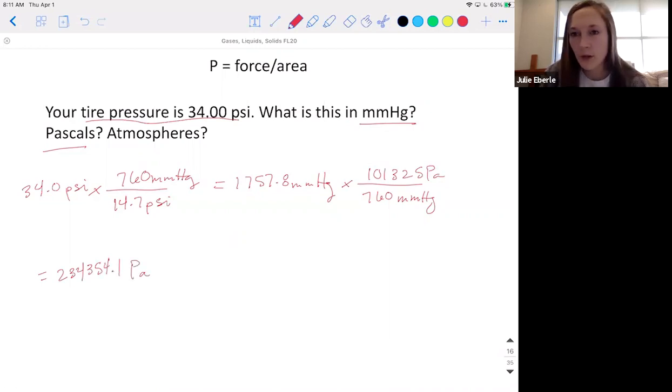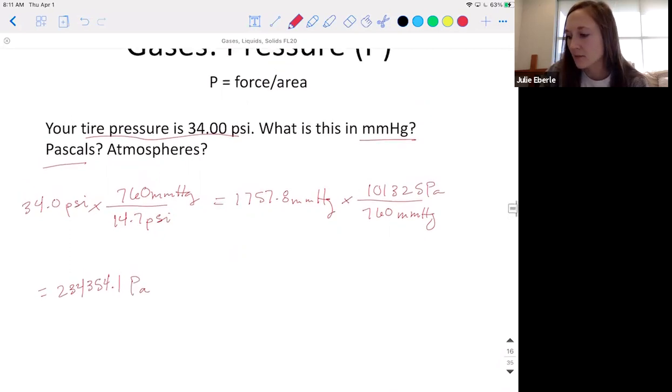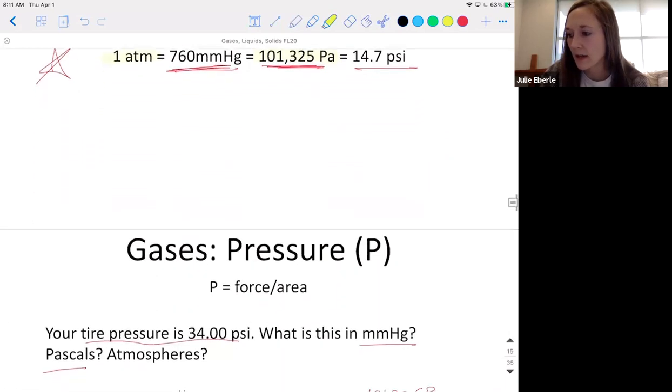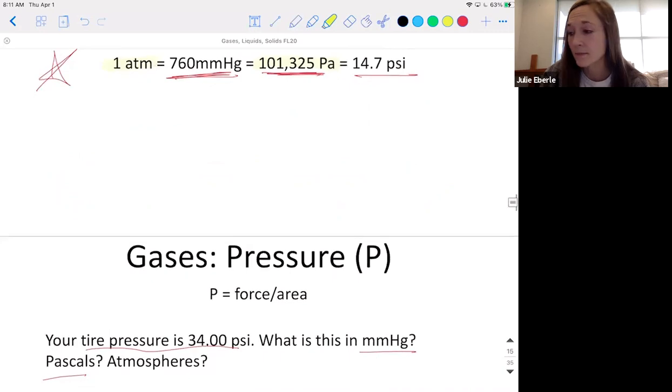And then lastly, if we were going to figure out how many ATM is this, how many atmospheres, we need to go grab those two numbers. This time I want 1 ATM is 101,325 pascals. So I'm going to grab those two numbers and units, cancel pascals, convert to ATM.